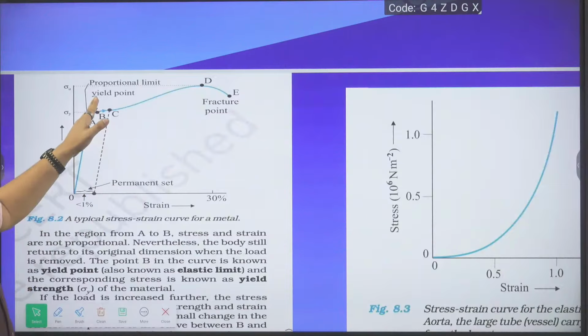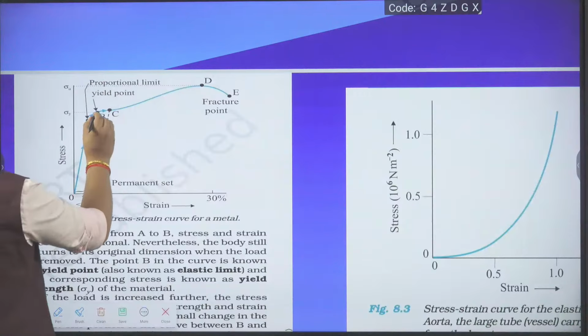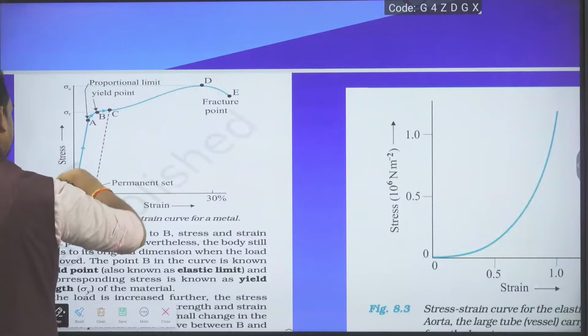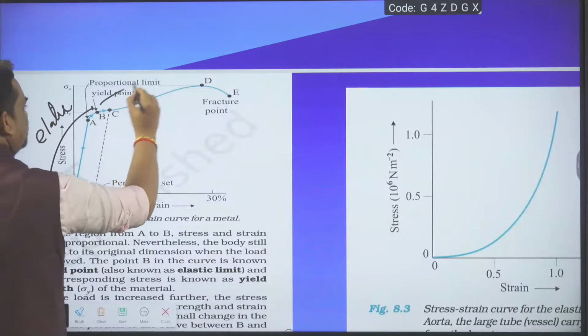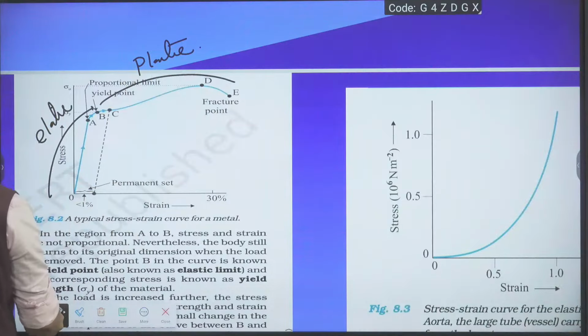So up to B is the elastic limit. After B, the elastic limit is over and the plastic region starts. Up to B, we can say this is the elastic part. After B, this is the plastic part.